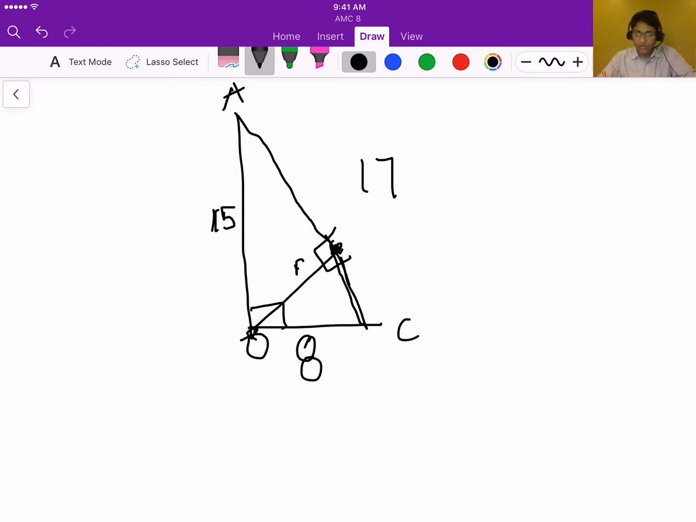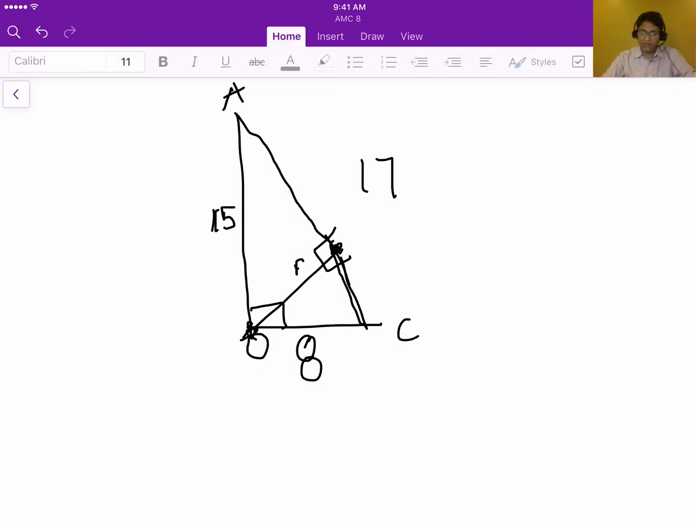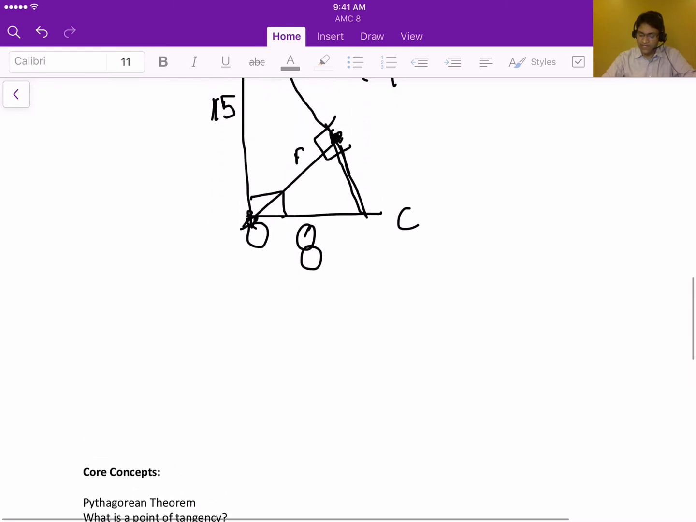So basically the problem is simplified to finding the altitude from the vertex B, where the right angle is at, to the hypotenuse. And this is a very classic question. There's a couple of ways of doing this, and I'm going to show the simplest way in here, but I'm going to suggest a few other ways in a moment.